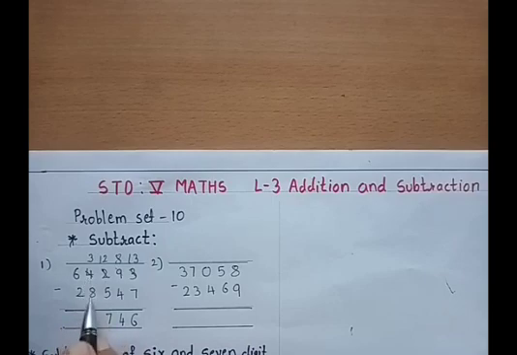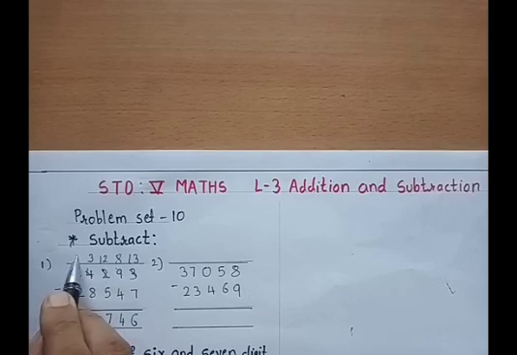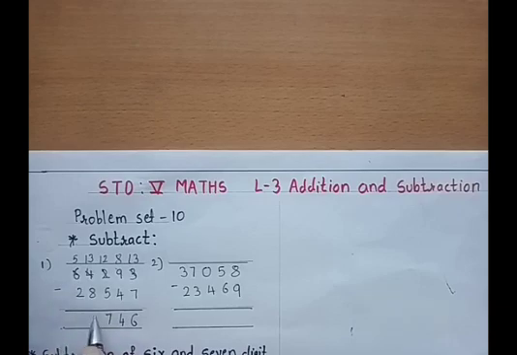Now subtract 8 from 3. Can we subtract? No. So borrow 1 from 6. Cut 1 from 6, write down 5, then put 1. Here we get 13. 13 minus 8, we get 5. 5 minus 2, we get 3. So what is the difference between the two numbers? That is 35,746.